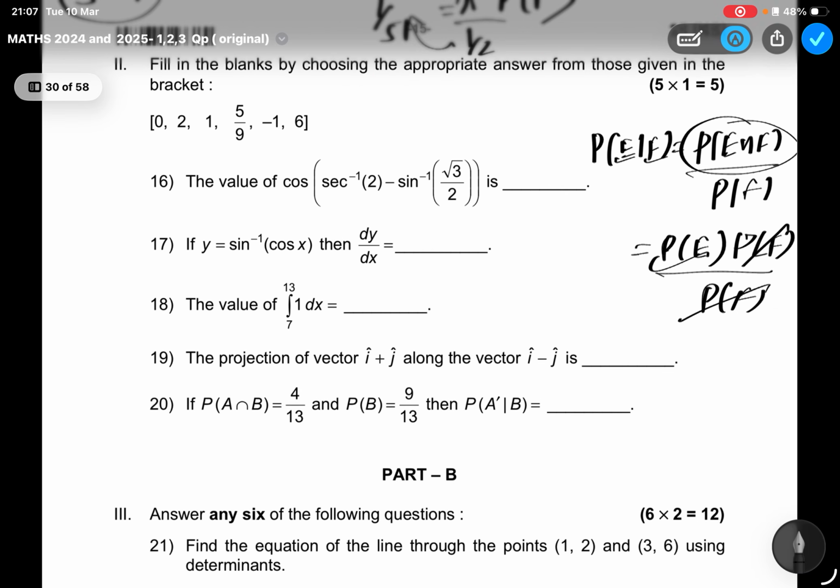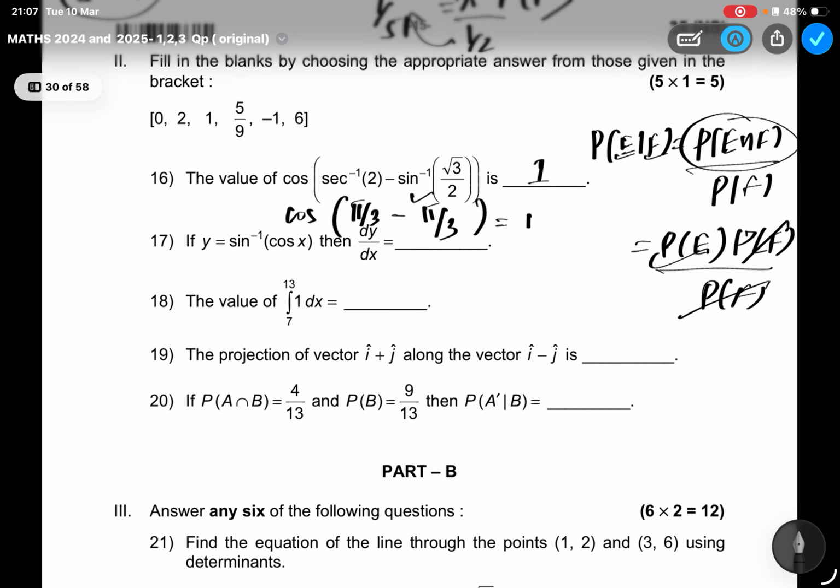Now fill in the blanks. Cos of sec inverse of 2 minus sin inverse of root 3 by 2. Sin inverse of root 3 by 2 is 60 degrees. Sec inverse of 2, it means what? It is also pi by 3. So cos of pi by 3 minus pi by 3, that is 0. Cos 0 is 1. The answer is 1.